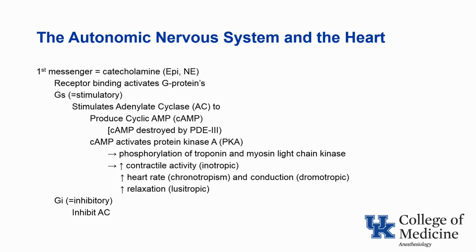Let us then turn to the autonomic nervous system and the heart. The first messengers are the so-called catecholamines, which are epinephrine and norepinephrine. They bind with G proteins, stimulating increased contractility in the heart, as well as increased heart rate and increased relaxation. On the other hand, stimulation of the inhibitory G proteins inhibits adenylyl cyclase and causes relaxation and vasodilation.